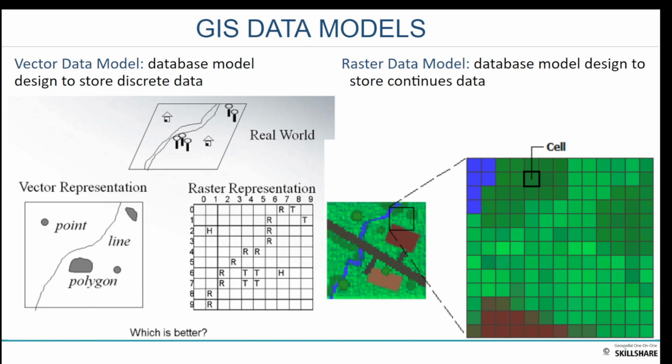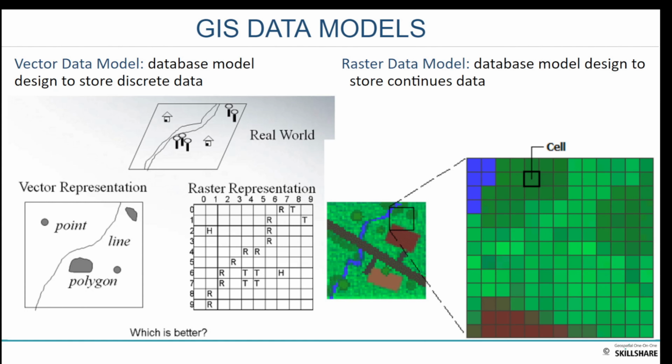Now, the vector data model is designed to store discrete information, the one we just talked about. The raster data model is designed to store continuous information, which we've just talked about. I'm going to take these ones one at a time and try to explain. Now, we'll take the vector data model first.